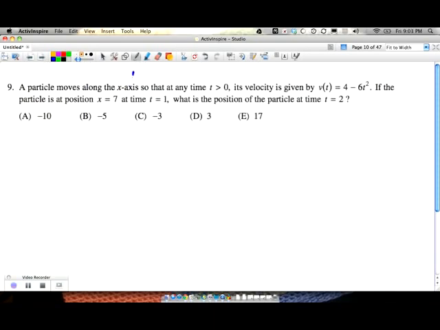A particle moves along the x-axis at any time t equals 0. Velocity is here, given by this function. If the particle is at position x equals 7 when time t equals 1. So in other words, let's say position is really x of t. What it's saying is if you plug in 1, x of 1 equals 7. What's the position of the particle at time t equals 2? It's asking what does x of 2 equal?